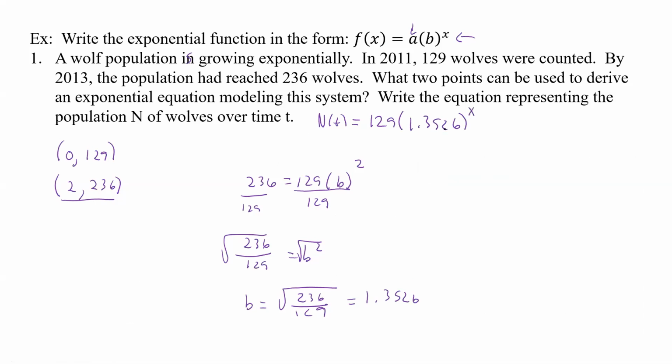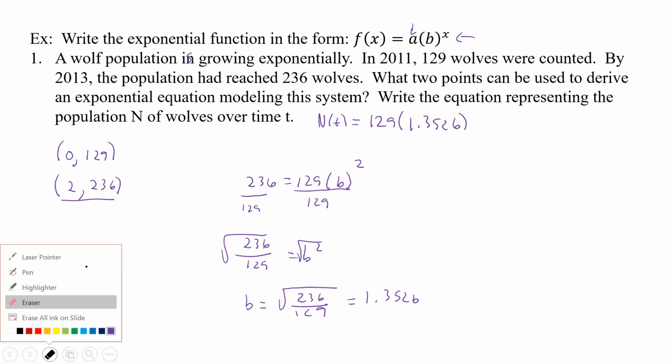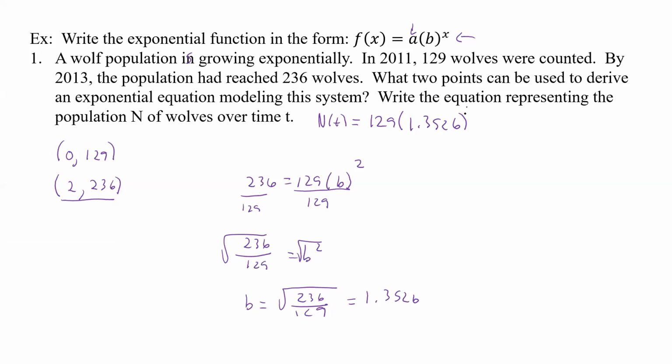And now we can plug in any x values, whatever time we want. And I guess this would be a t, not an x in that case, since we're using t for n of t. And so we can plug any time in here and we'll know what the population of those wolves were if they continue growing exponentially as they did between 2011 and 2013. Okay. So the key here is being able to solve this equation, getting our final b value, plugging that back into our function, and then just writing it out.